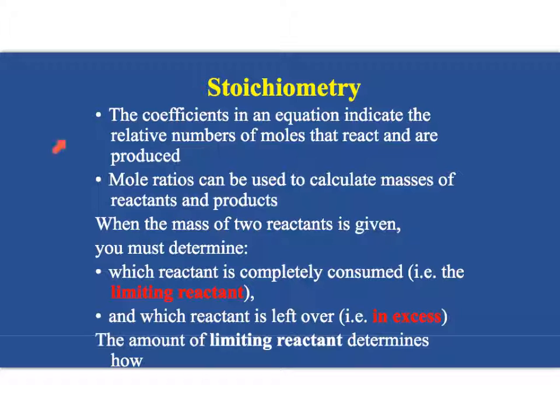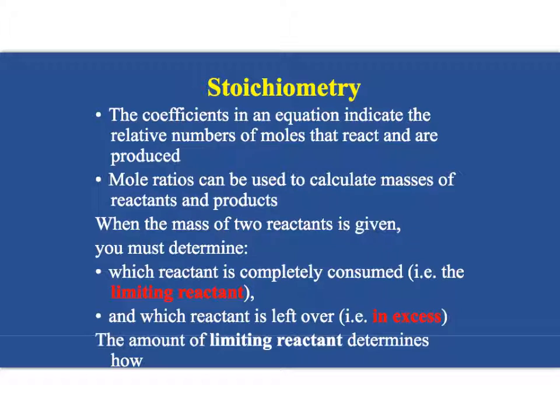So lastly, even though we've already talked about this a little bit, hopefully you're more aware of the word stoichiometry. It's just talking about ratios. So the coefficients, which are the numbers in front of your equation, show the relative number of moles that react and are produced. So basically when we look at our equations, we can use our mole ratios to figure out what we started with versus what we finished with.